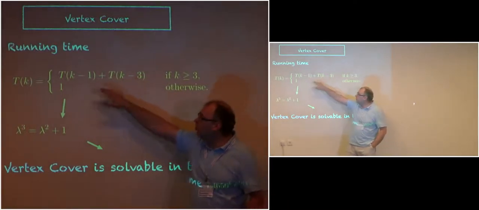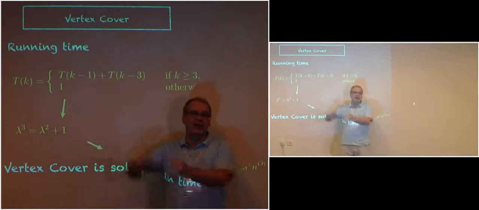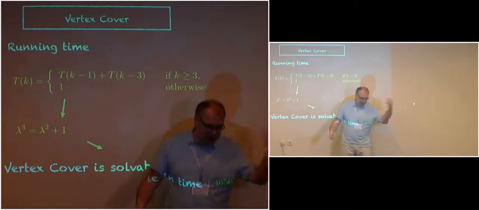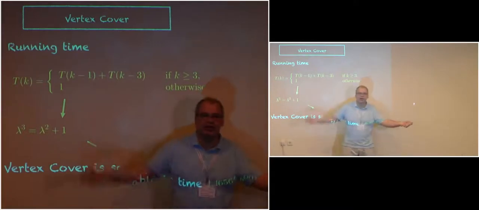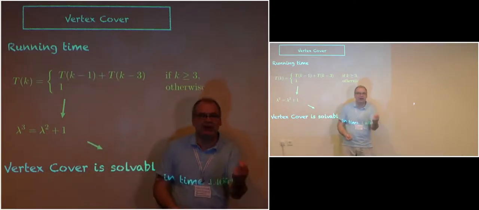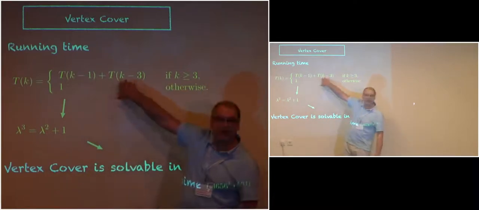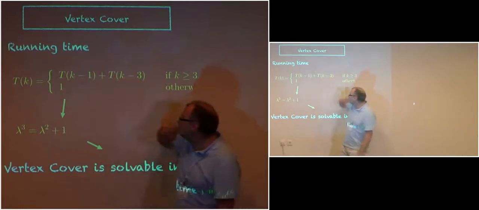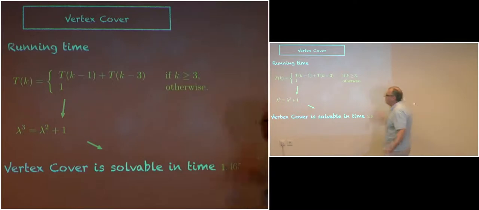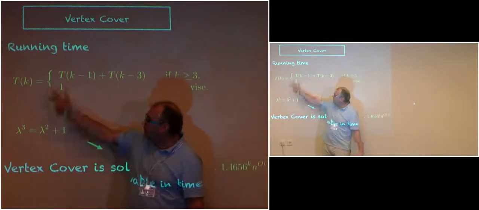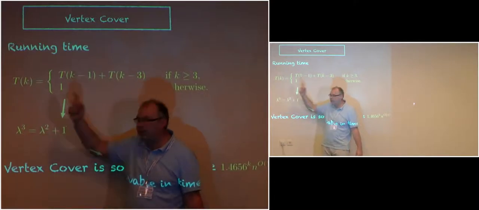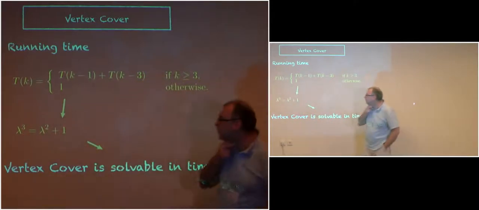So once again, what is my algorithm? Once again, I branch into subproblems. Either I put my vertex into the vertex cover, or I put its neighborhood in the vertex cover. But now I branch on a vertex of degree at least 3, so I put at least 3 vertices in the vertex cover. So I decrease my parameter by at least 3. Good. So if I estimate the function T of k, this has something like lambda cubed is equal to lambda squared plus 1.